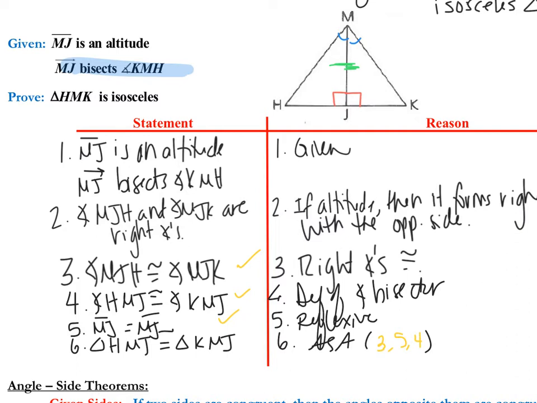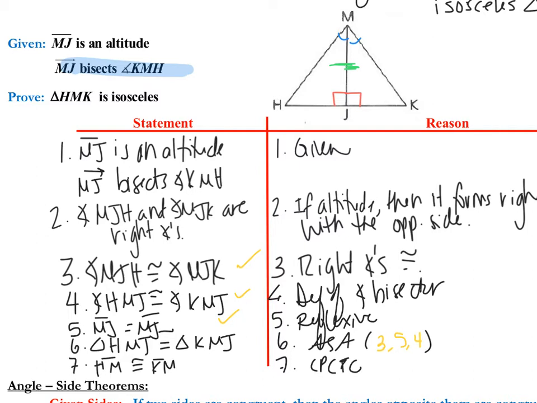Okay, so I am definitely running out of room on this proof. But remember that the whole point is we're trying to prove HMK is isosceles. So we need to either prove that two angles or two sides are congruent. It doesn't matter which one I do in this problem. I can say either the two sides are congruent or I can say that the two angles are congruent. I'm just going to do that HM is congruent to KM. And the reason being is CPCTC. So corresponding parts of congruent triangles are congruent.